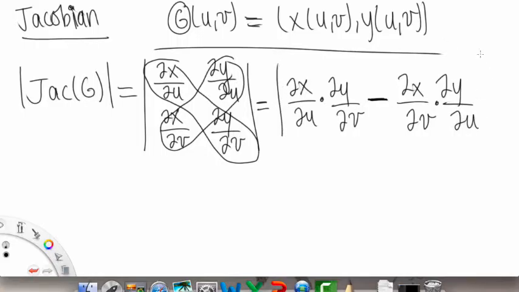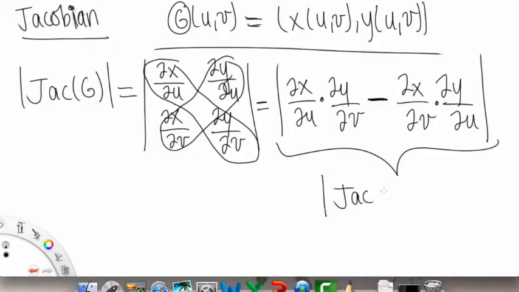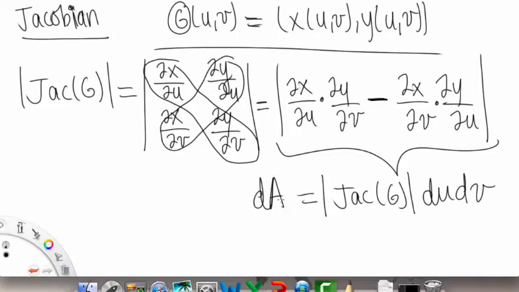And again, we're taking the absolute value, so we have to have our absolute value signs. So that's basically it. This is what fills in that blank spot, the Jacobian. So this is the Jacobian. And then we would multiply this times du dv to get our differential area.